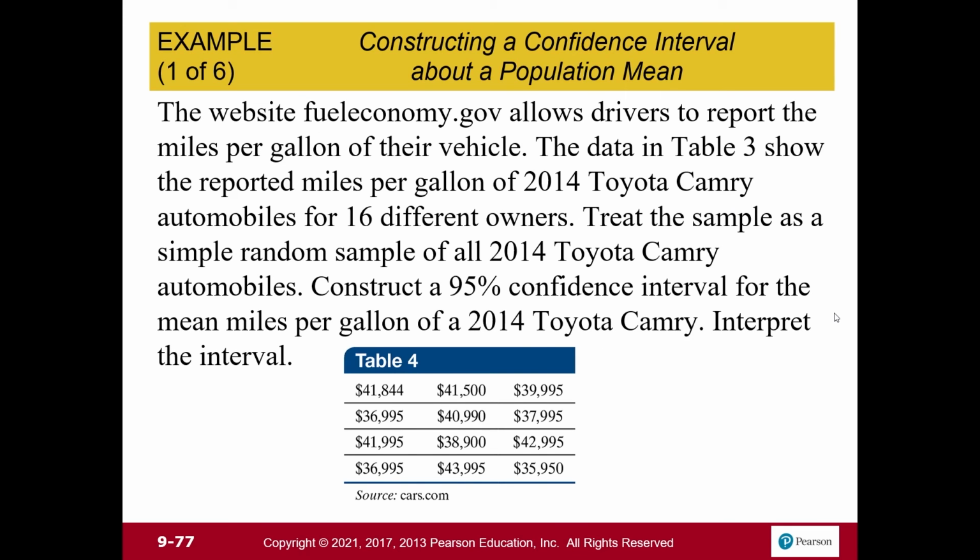All right. So here it says the website Fuel Economy allows drivers to report the miles per gallon of their vehicle. The data in Table 3 show the reported miles per gallon of the 2014 Toyota Camry automobiles for 16 different owners. Treat the sample as an SRS of all 2014 Toyota Camry automobiles. Construct a 95% confidence interval for the mean miles per gallon of 2014 Toyota Camry. Interpret the interval.